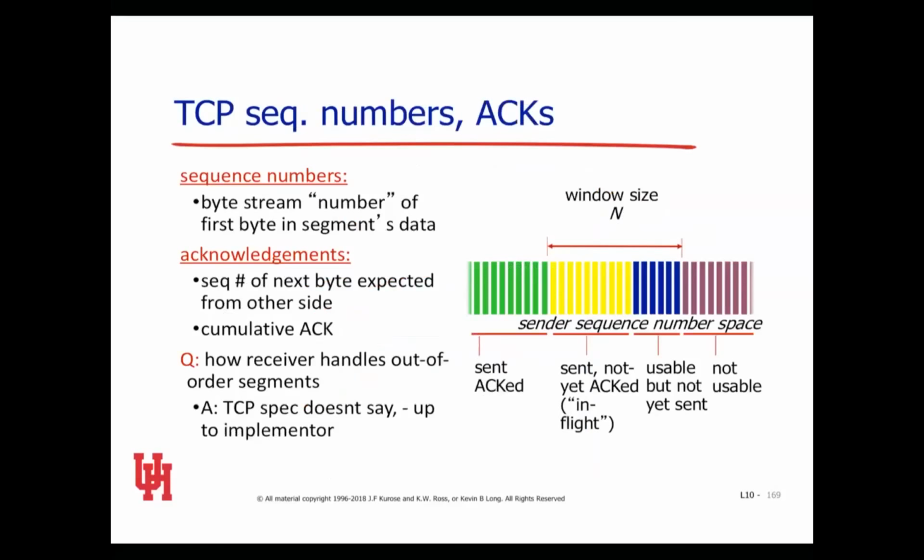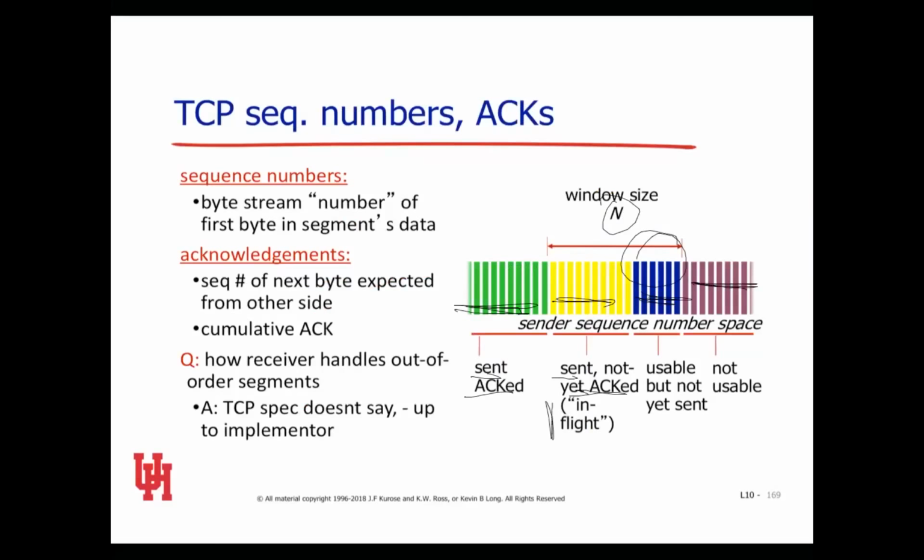So here's my window size again. I still have a window size of n. I have some things that have been sent and acknowledged, things that have been sent but are not yet acknowledged. We call these in-flight packets. Things that haven't been sent but I can at any moment, as soon as I'm given them, because they're within my window. And then these are unusable.